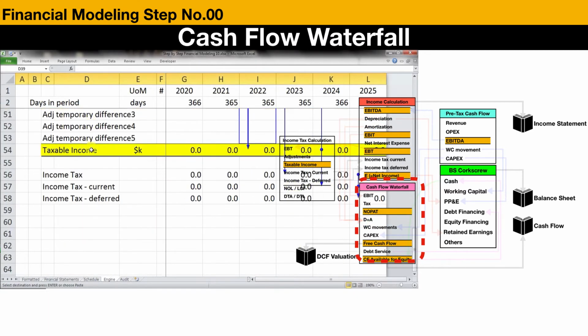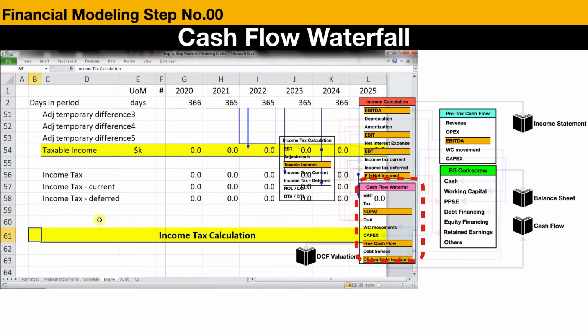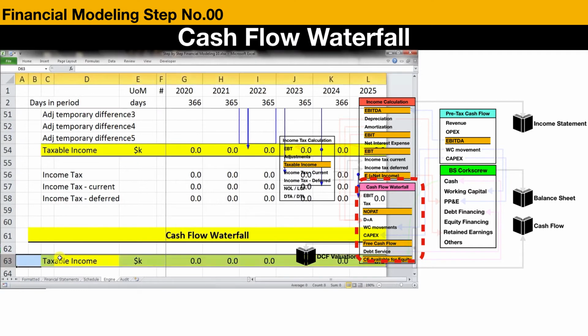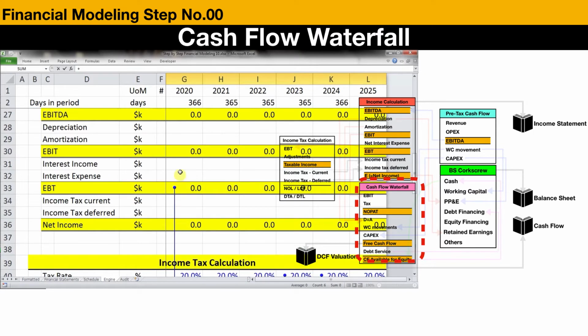Next, we build the cash flow waterfall. Cash flow waterfall takes care of how the free cash flow is distributed among the lenders and the shareholders. Cash flow waterfall within the financial model has to be structured precisely to reflect the legal reality about who can claim the company's free cash flow in what order.